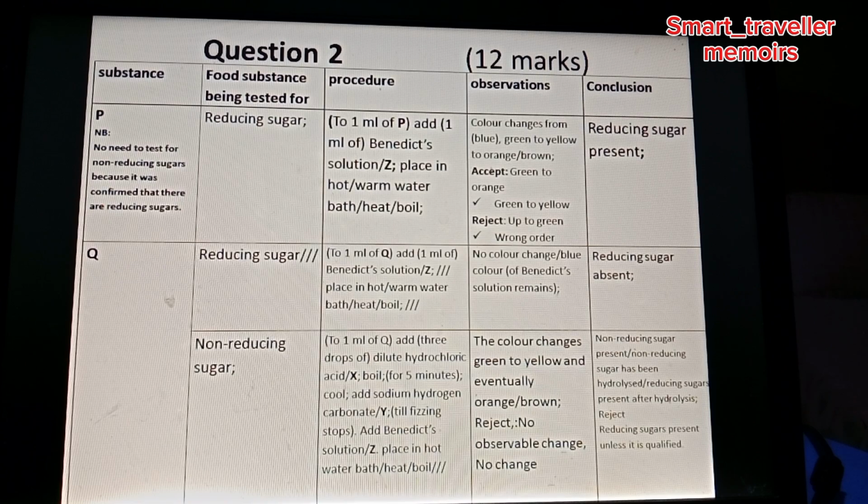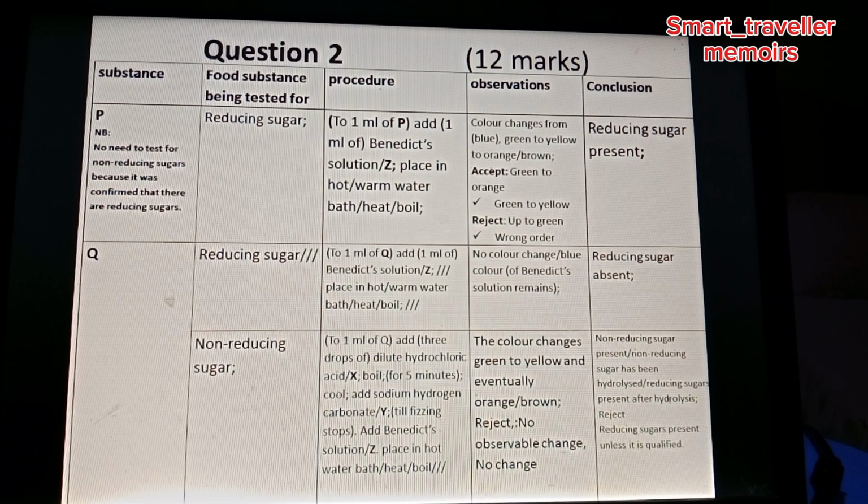Okay? So, to 1 ml of Q add 1 ml of Benedict solution, place in hot water bath, heat and boil, or heat to boil. No color change or blue color of Benedict's solution remains, reducing sugar absent. Q, non-reducing sugar.